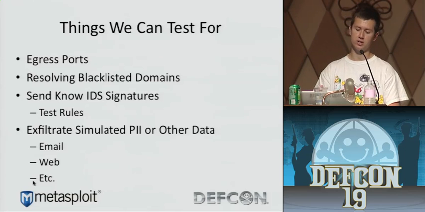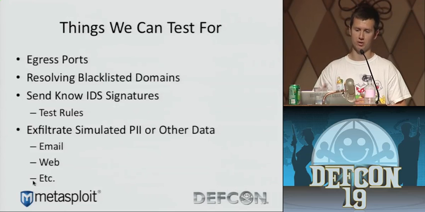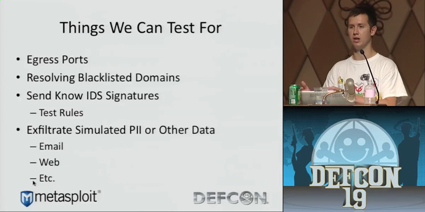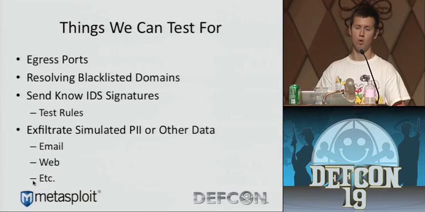And then exfiltrating simulated PII or other data. So rather than actually sending customer PII data, so the credit card numbers, I can send the simulated ones. And the other thing I can do is I can sit with my client and I can say, is your network operations team catching this? Or we can do it with the scheduled part. We can do it at 2 a.m. One, did it get caught? And two, did you see the anomalous usage at that hour?